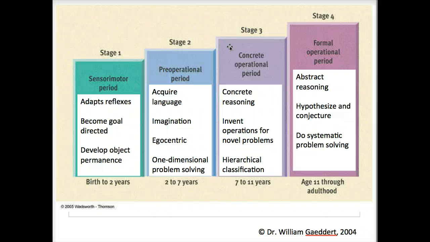Stage 4 then is the formal operational period, and that's age 11 through adulthood. You can abstract. You can do reasoning in the abstract. You can make up a hypothesis or a conjecture, and you can also do systematic types of problem solving. So these were the stages, stage 1 being sensory motor, stage 2 being pre-operational, stage 3 concrete operational, and stage 4 is formal operational. And this is the well-known Piaget stages of development.